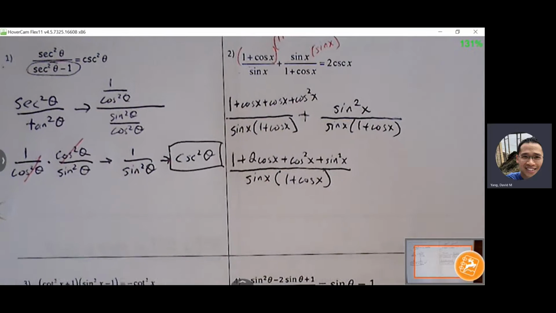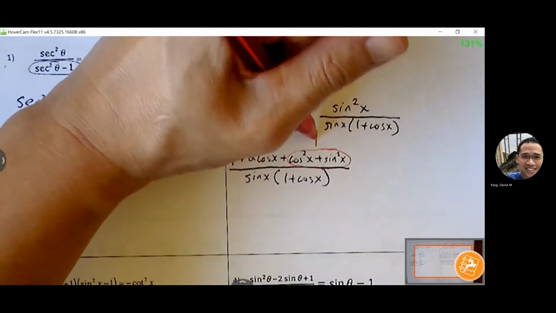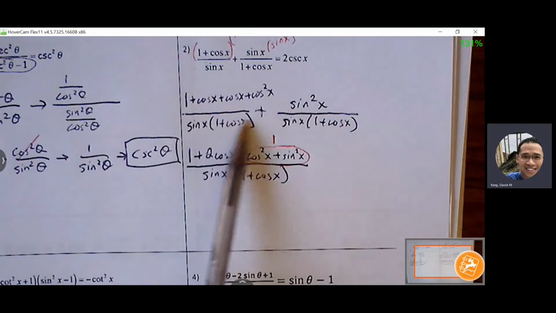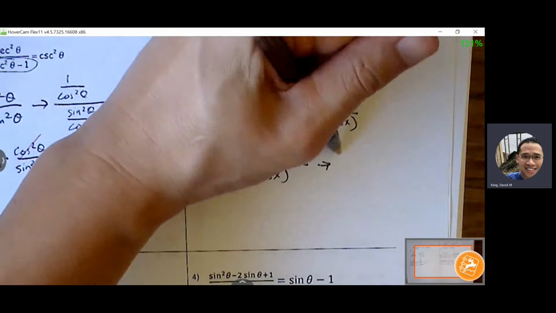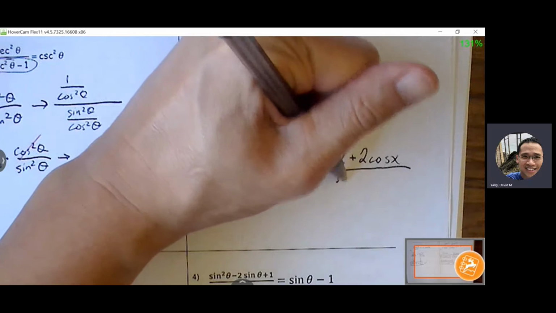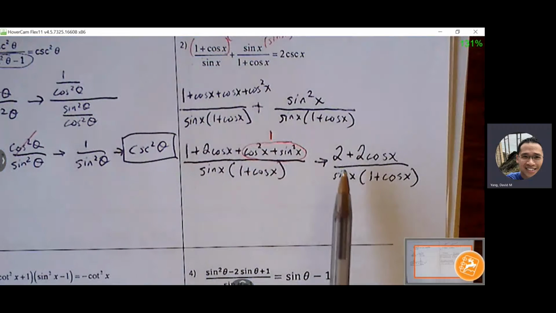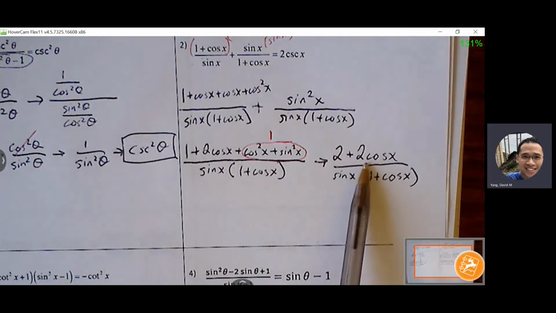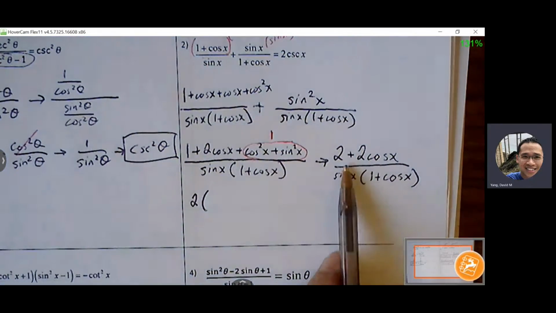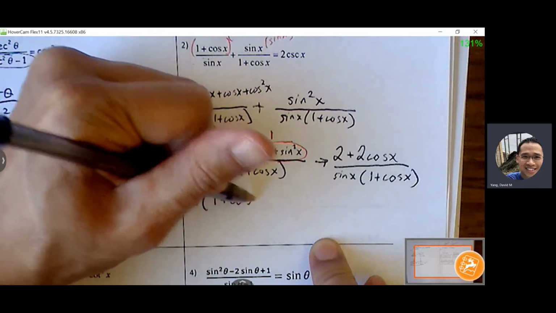All right, what do you see here? Numerator, anything? Cosine squared. Okay, what else? What does the numerator clean up to be then? 2. Good, good. GCF. GCF is shared between the 2 and the 2 cosine x. Factor a 2 out, and we're left with what? 1 plus cosine x.